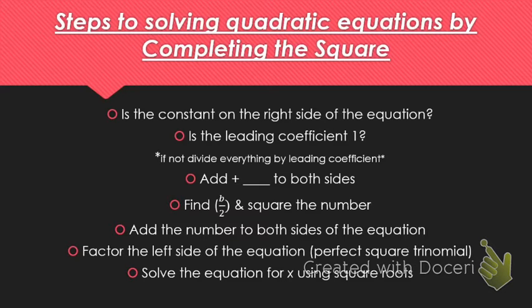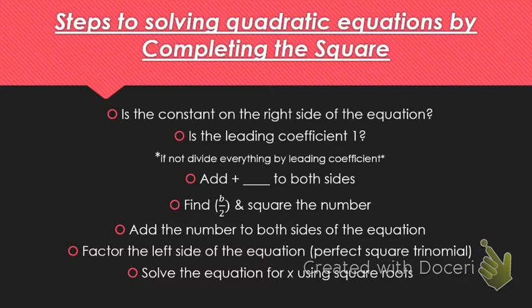So here's question number 1. Is the constant on the right side of the equation? This could also say, is the constant on a side by itself? See, for months now, you've been factoring, and so you've been having to bring everything to one side and set it equal to 0. All that changes now that we're completing the square. The constant actually has to be on a side by itself. So that's the first question.